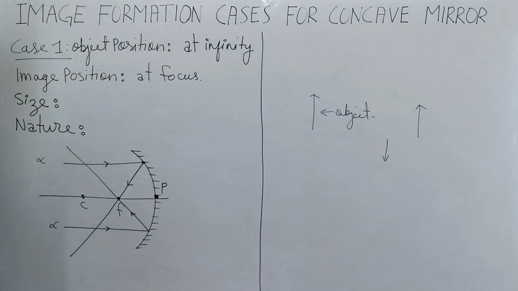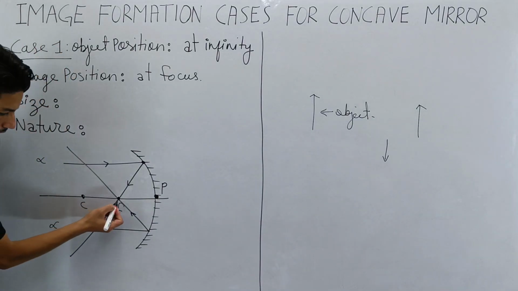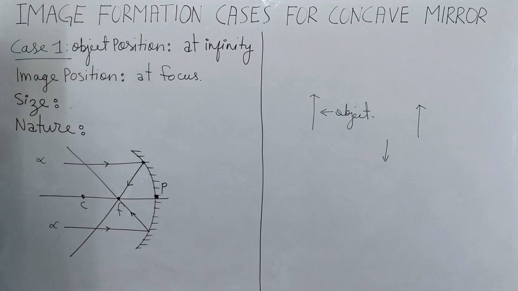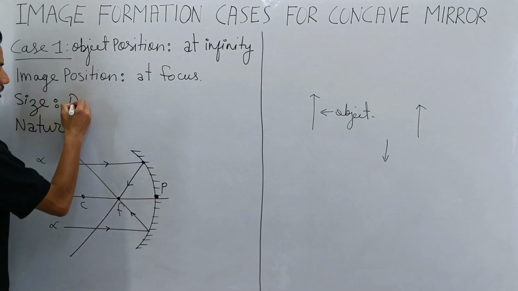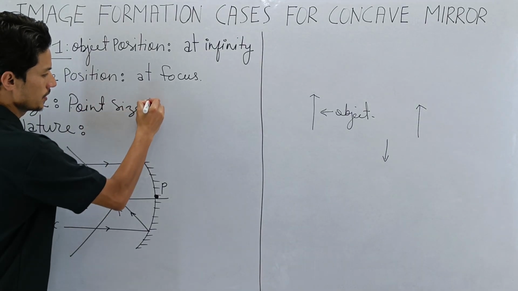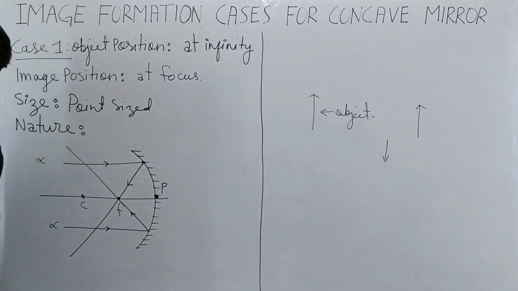Now, size of the image. The image is from here. This is a dot. It's a point size. The image at focus is called point size. So size of the image: point sized. This is what is mentioned in the textbook also.